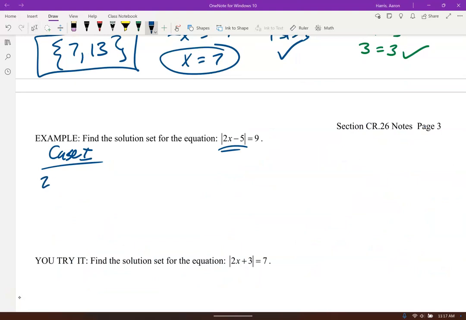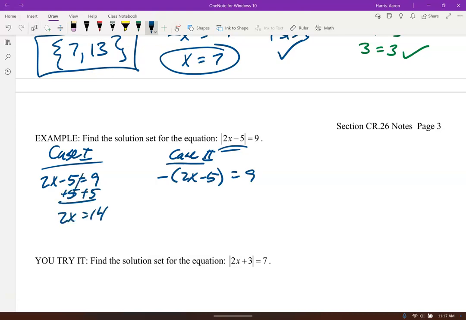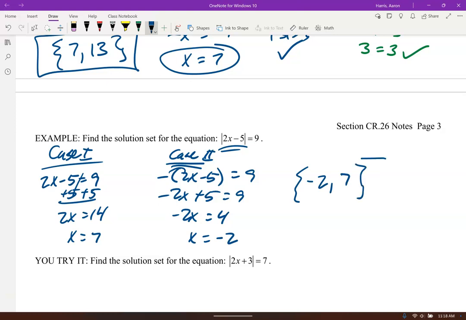So the absolute value is all by itself. I run the two cases. Case 1, I drop the absolute value. Case 2, put a negative in front. And we go ahead and solve each of these. Divide by 2. Distribute the negative here. Subtract 5. Divide by -2. So this one, our answer is -2 and 7.